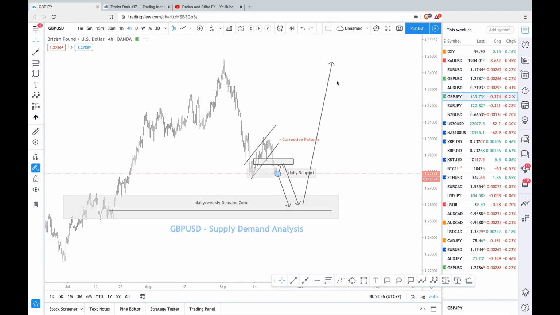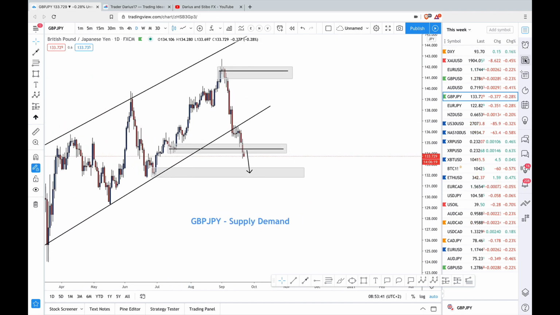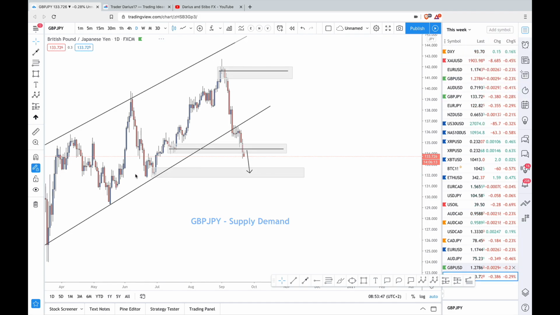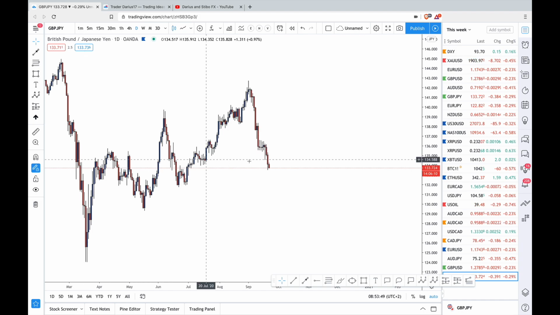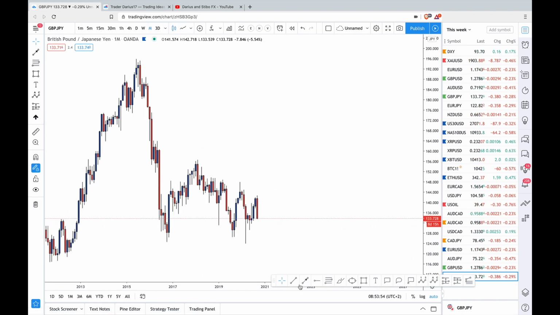Now, what else do we got? GBPJPY. Yeah, pretty simple. Very simple. I'm going to show you again a clean chart for GBPJPY. Okay, if we have a look on the monthly, what we got?